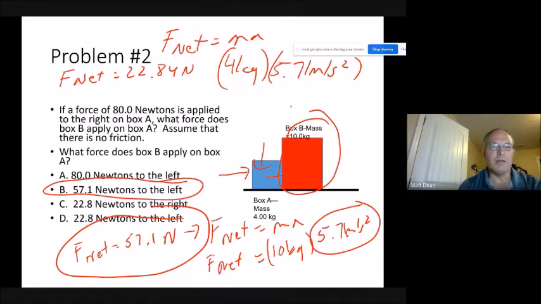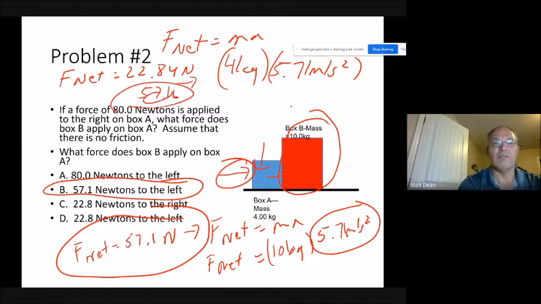Now, how can that be? How can there only be a net force of 22.84 newtons to the right acting on box A? Because we're pushing on box A with a force of 80 newtons. Well, the way that works, if we go 80 minus 22.84, we end up with essentially 57.1. 57.16. So we've got some rounding issues.